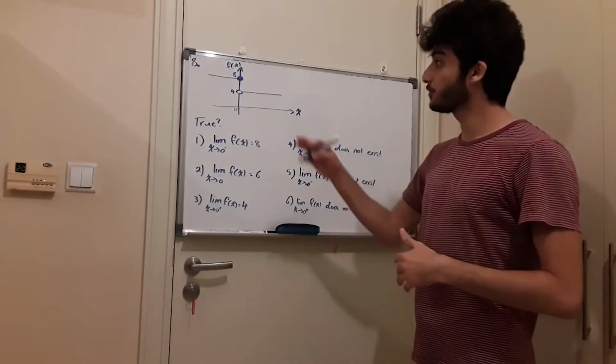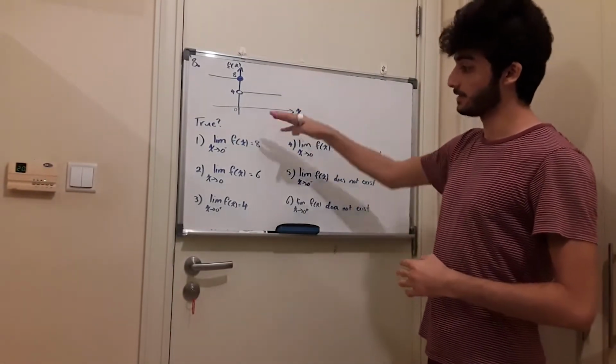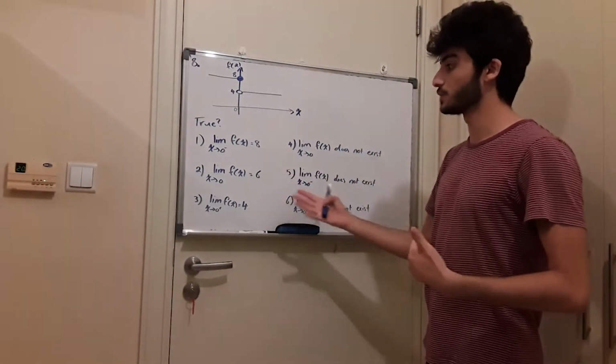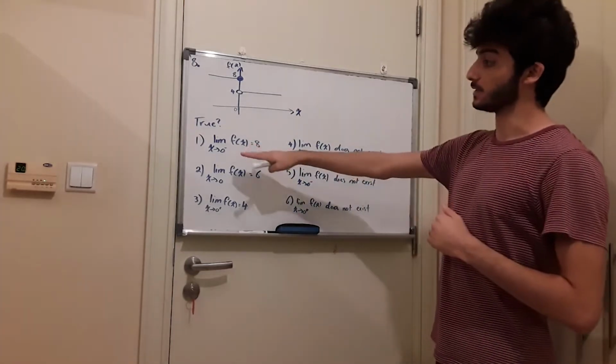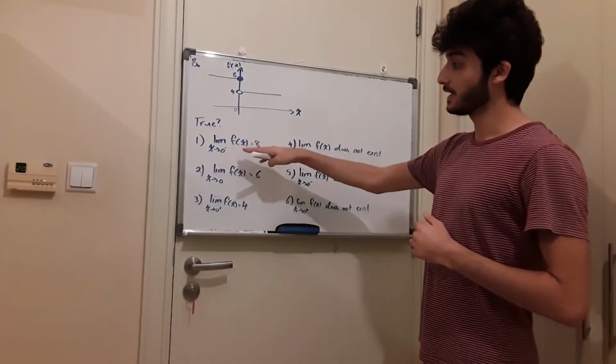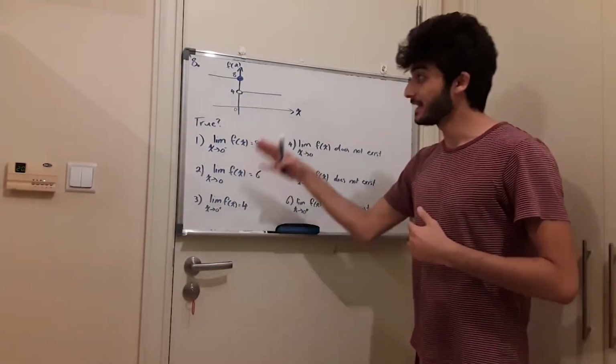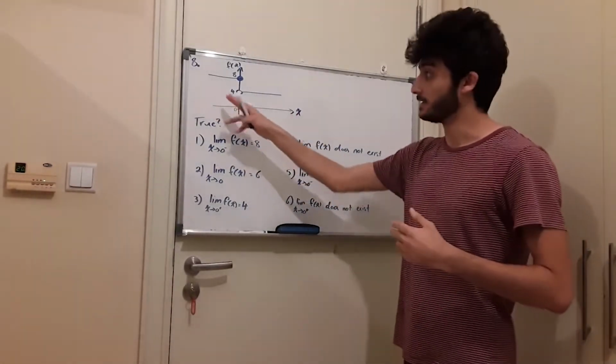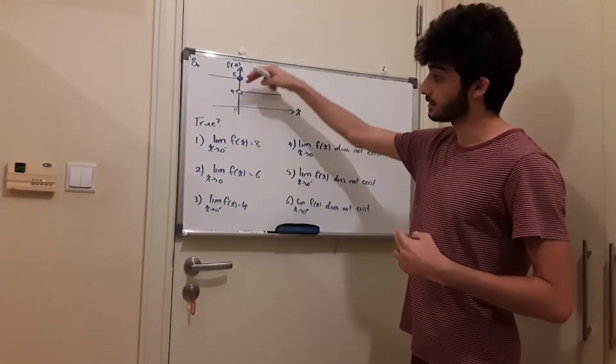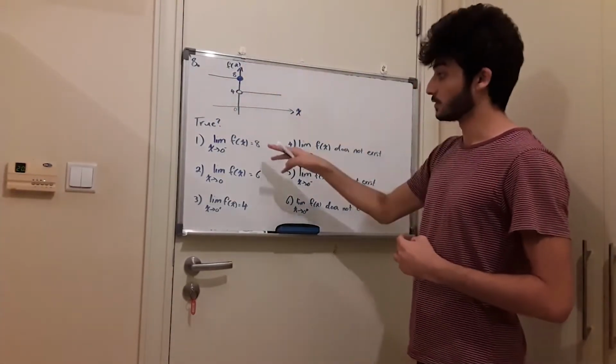So for grid question number 8, they gave you this diagram and they gave you options, and you need to choose which ones are true. So let's start with the first one. The limit as x approaches 0 minus of f(x) equals 8. Let's see. If it's approaching 0 minus, then it's approaching 0 from the left side. And here we can see that as it's going to 0, it's going to 8. So that's correct.